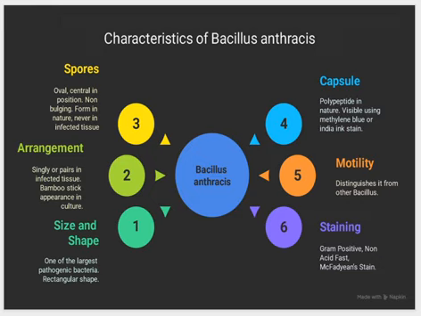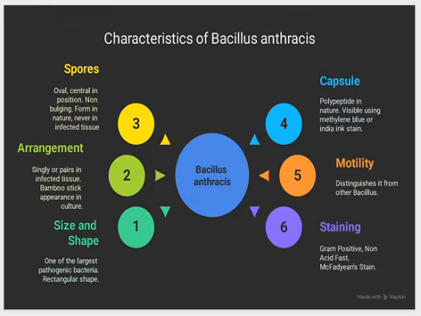Focusing on Bacillus anthracis, it's one of the largest bacteria that cause disease. It has a rectangular shape and can appear singly or in pairs, sometimes looking like bamboo sticks in culture. Its spores are oval and central, but don't bulge and form only outside infected tissue. It has a polypeptide capsule visible with special stains, and unlike others, it's non-motile. It stains gram-positive and shows specific reactions helpful for diagnosis.